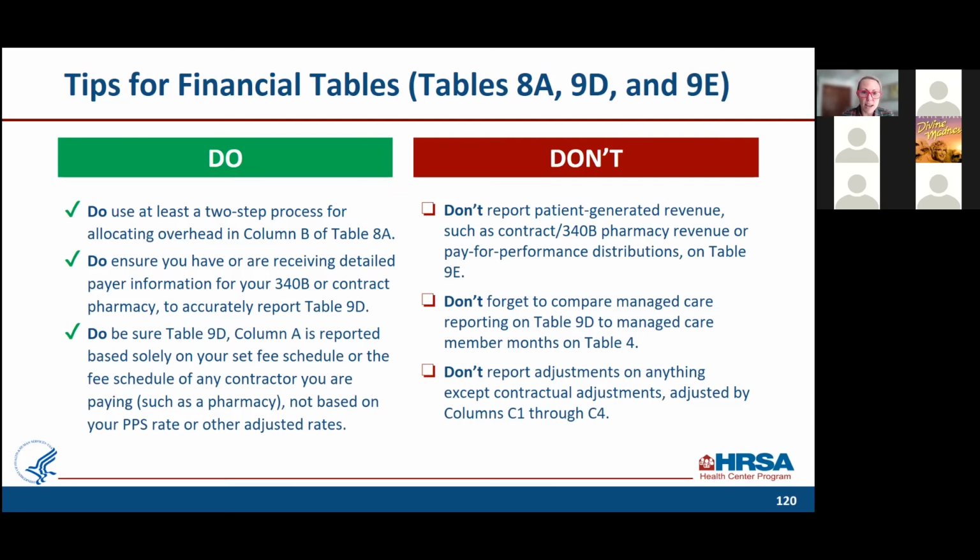So let's recap here, and then we'll do a poll. First, on table 8A, be sure to allocate overhead in a way that accurately reflects the cost of service areas in your specific health center. Ensure that you have the information you need to report 340B pharmacy accurately on table 9D. Be sure that table 9D charges are reported based on your fee schedule, and be sure that you're reporting your COVID-19 monies that your health center has received accurately.